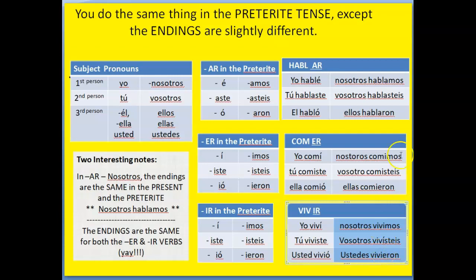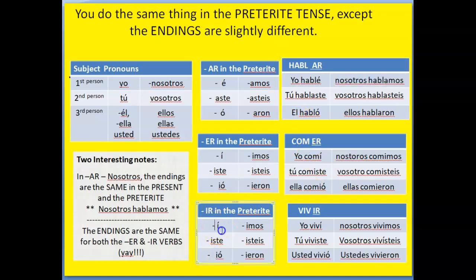Now, some interesting notes here. If you look at nosotros hablamos, that should look familiar because the AR verbs in the nosotros position are the same in the present and in the preterite. So how do we know the difference? Well, by context. If I say hoy hablamos, that means we're speaking today. If I say ayer, nosotros hablamos, that means we spoke yesterday. You have to look at those time words in context, and it will tell you what means what.